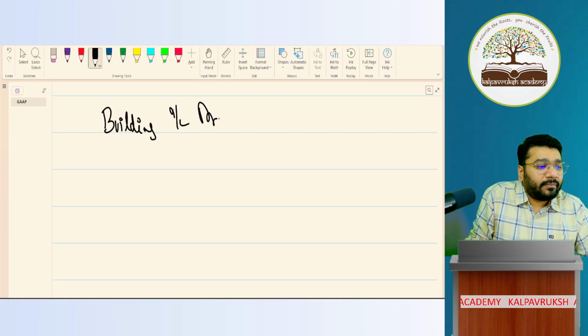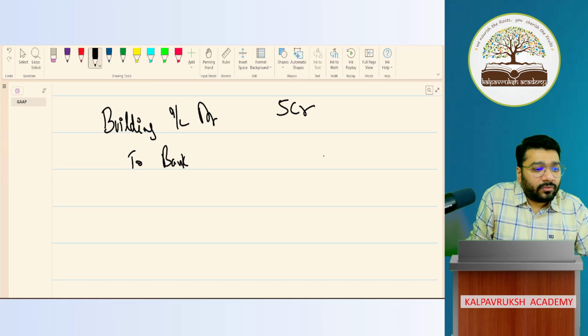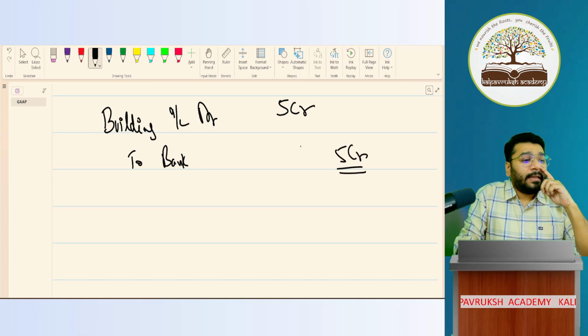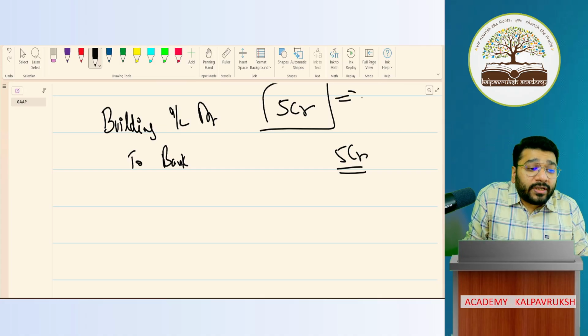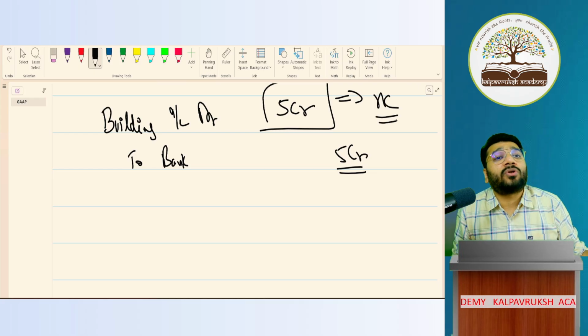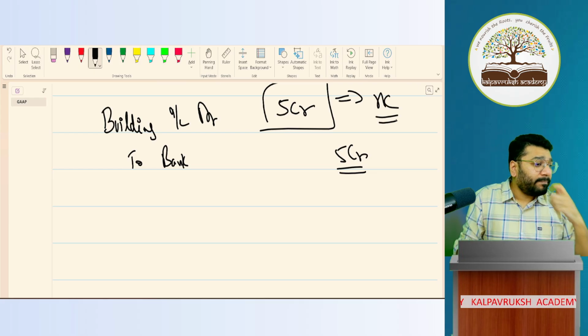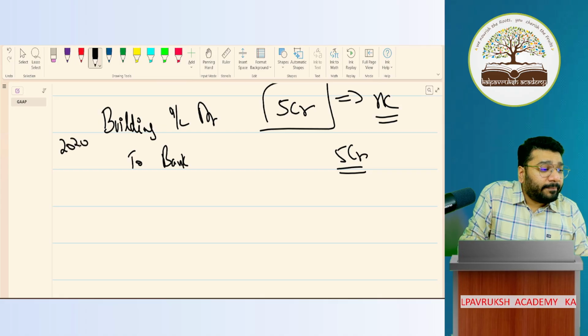Building account debit, 5 crore, to bank 5 crore. Any problem? This 5 crore is called the transaction value. What is it called? Transaction value. It is also called historical cost. Any problem? This is in 2020.